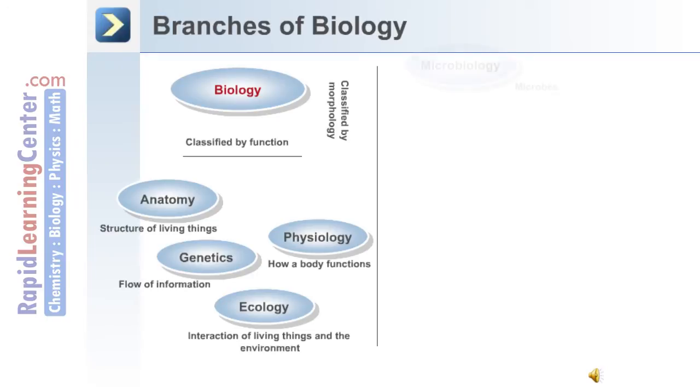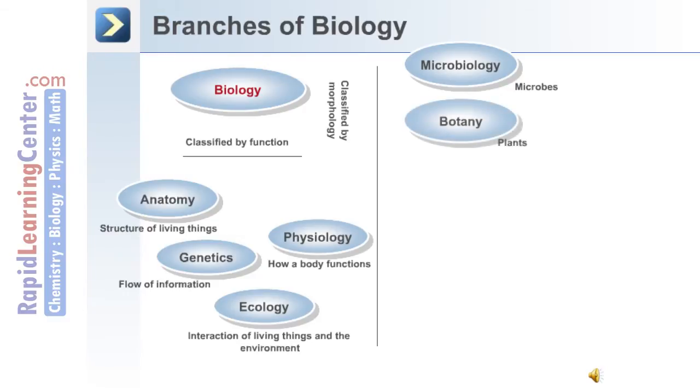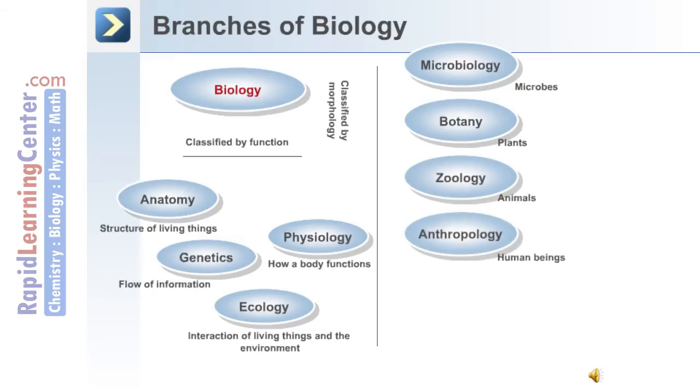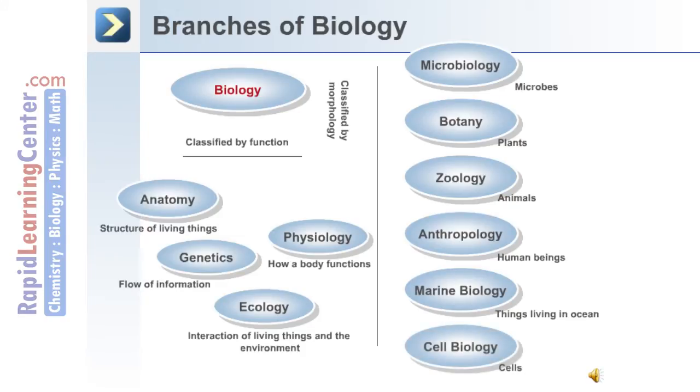Biology may also be classified by its objectives. For instance, microbiology, which is the study of very small living things. Botany, the study of plants. Zoology, the study of animals. Anthropology, the study of human beings. Marine biology, things living in the ocean. Or cell biology, which is the study of cells.